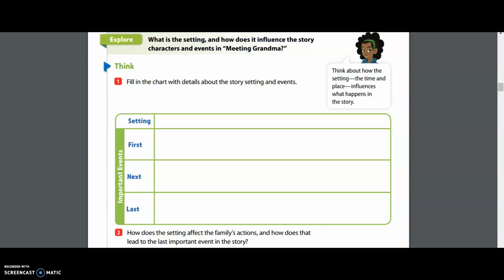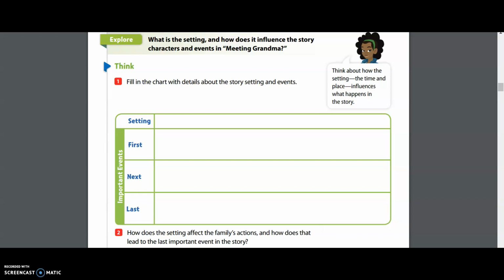So in this graphic organizer, you see some very key transition words. We see the word first, next, and last. So they want us to tell what happened in this story in chronological order. They want us to go from what event happened first, what event happened next, and then what was the last event. And we're going to do this together, so don't worry.